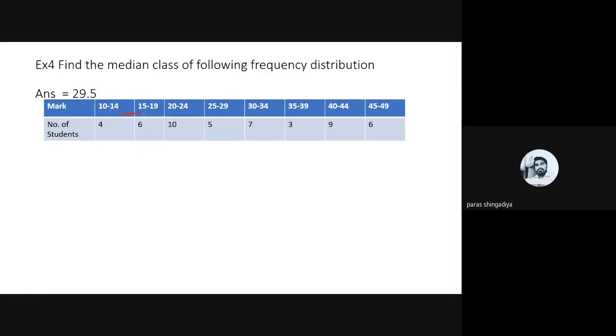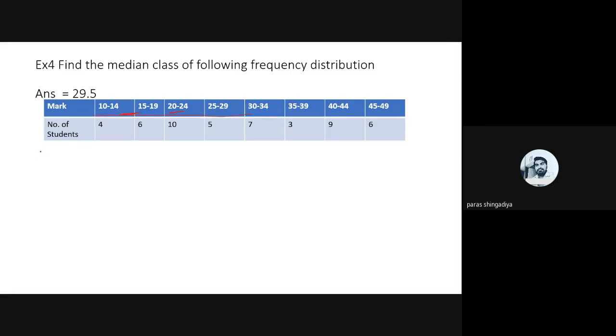Clear? After 10 to 14, the next interval starts with 15 to 19, and the next interval starts with 20 to 24. So this is not a continuous distribution. So first we'll convert it to continuous class intervals. And then after we can check the CF, and then we can use the formula.